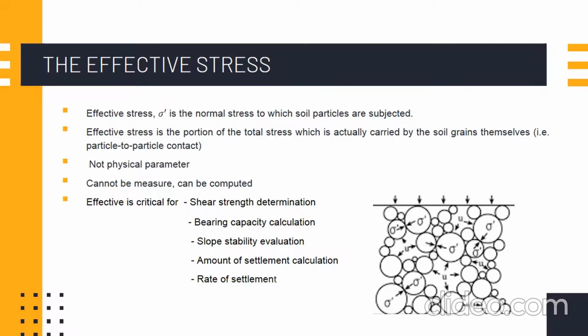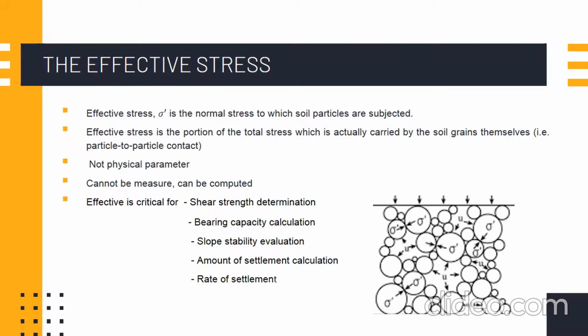It is not a physical parameter such as total stress. Effective stress cannot be measured but can be computed. Effective stress is critical for important engineering functions such as determining the shear strength of a soil, determining how much a soil can bear before it fails, evaluating slope stability, and how much the soil settlement is, or the duration for the settlement to occur.